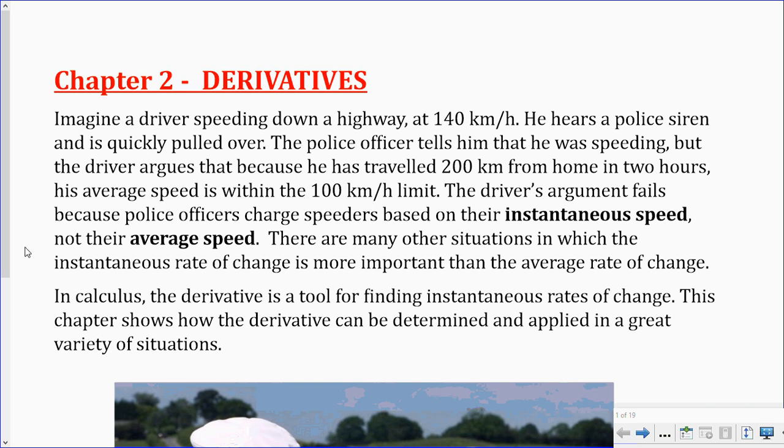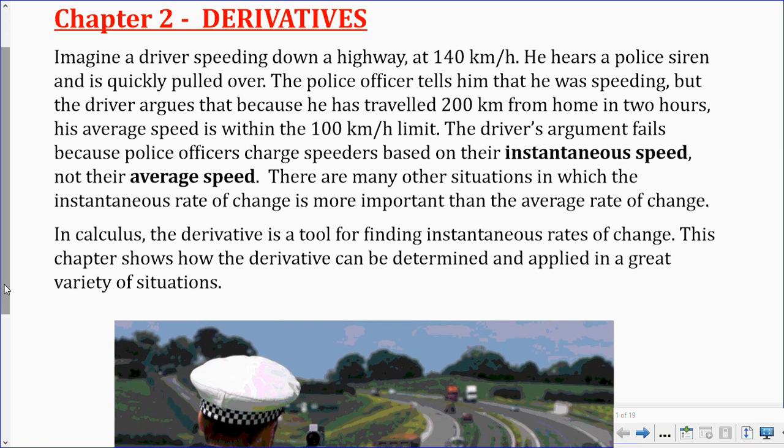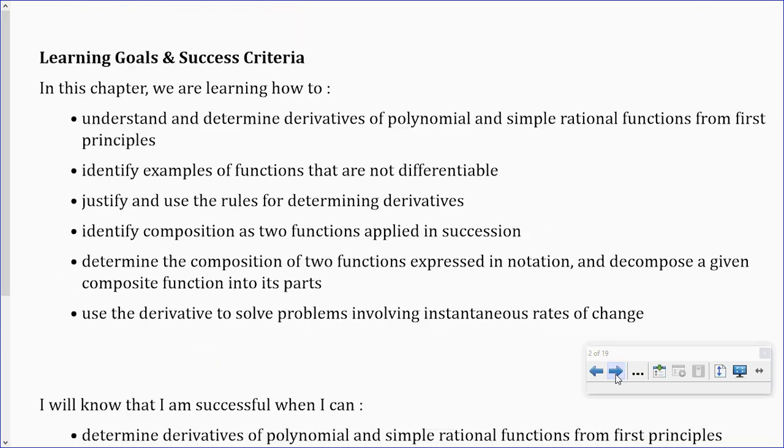Okay, so calculus. In chapter 1 we worked on the building blocks of calculus, and we're going to get into more specific rates of change, and a thing called derivatives, in this particular unit. So our learning goals and our success criteria are here. We're going to understand and determine derivatives, understand this concept of a derivative, and realize that some functions just aren't differentiable. Rules for determining derivatives, composition of two functions, and problem solving with instantaneous rate of change or derivative type problems.